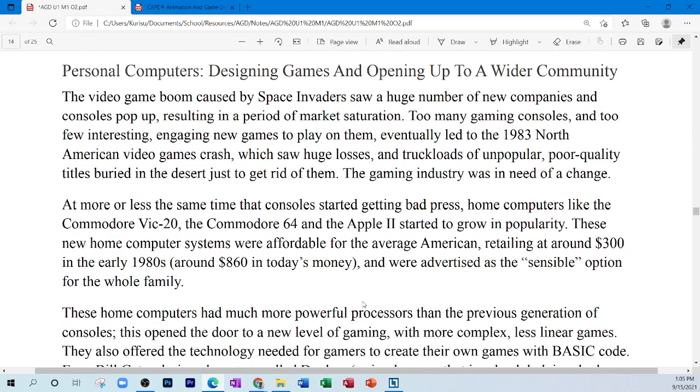Alright, personal computers, Ariel. Personal computers, designing games, and opening up to a wider community.